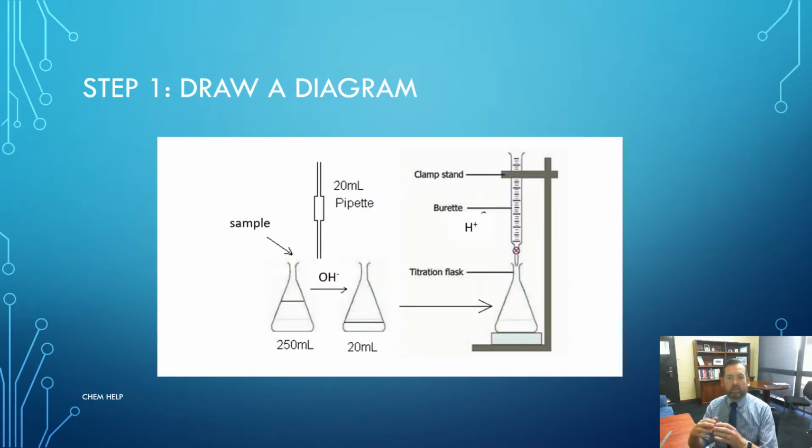It helps organise our thoughts. So you can see there that we've got a sample dissolved in a 250 ml volumetric flask. A 20 ml pipette takes an aliquot of that into another flask. We then take that, hydrogen ions come out of our burette, we swirl it so we get endpoint and change the indicator colour. Now, choice of the right indicator is an important thing, but we'll cover that in another video.